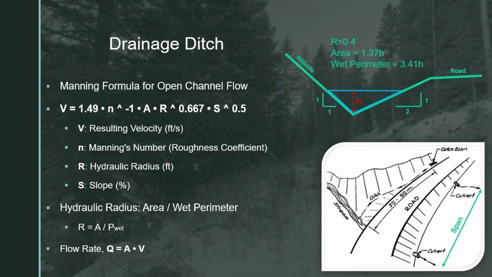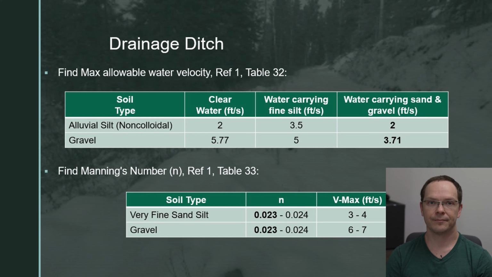So the formula is on the screen. I'm not going to go over it in great detail, but essentially the end result is we're trying to find out how fast the water is flowing. And this is going to tell us how far apart the culverts need to be. The figure in the bottom right shows the spacing between the culverts, and this is what we're trying to figure out right now. We can go to the FAO document and look up what the capability of various soil types are, so you can find your soils and see what it is.